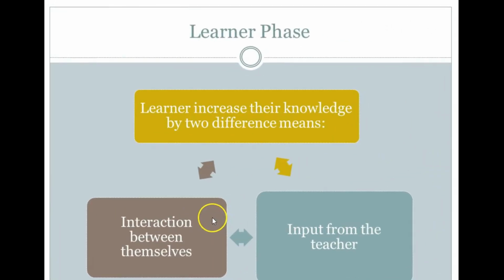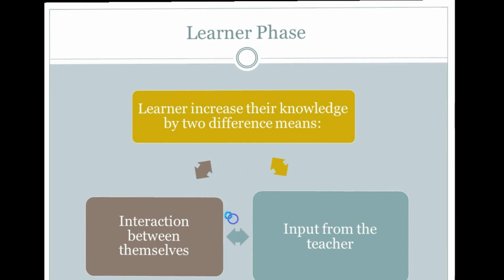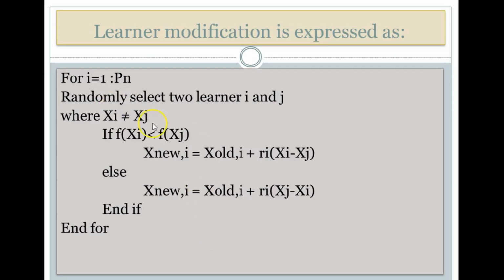So we'll move to the next phase, the learner phase. Learner phase is a phase where every individual, every element of the population, gains knowledge by interacting among themselves, or they can take the knowledge from the teacher. So here, this is the logic that is used to get the optimal result. Each learner, each element of the population, or you can say each student, has to improve his value. Now this can be improved by interacting among themselves or by getting knowledge from the teacher.